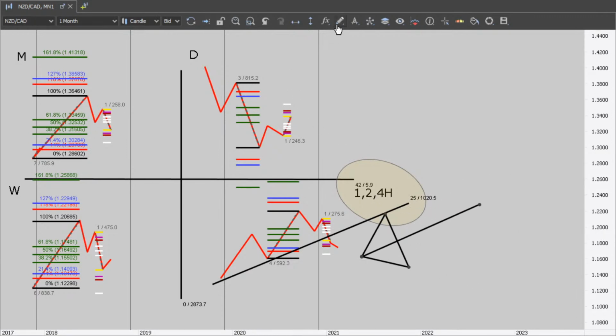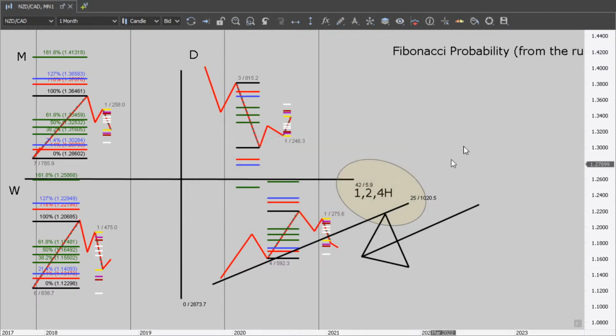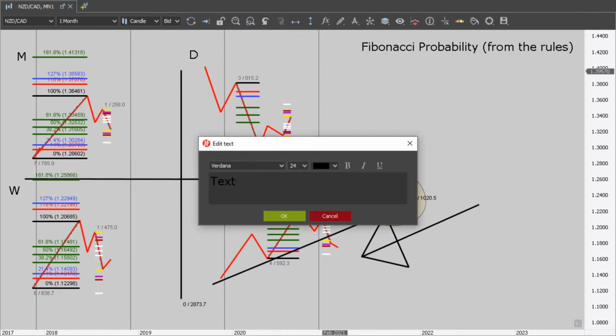Okay, so let's learn about the matrix. No, not from the movie. Okay, so Fibonacci probability from the rules. Okay, so this is called the matrix, everybody. Fibonacci probability from the rules. Alright, so you can say long or short, it doesn't really matter. You're going to do always the same.